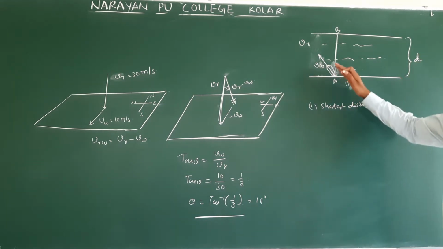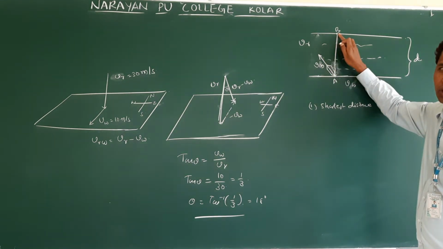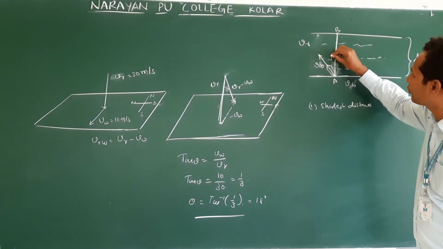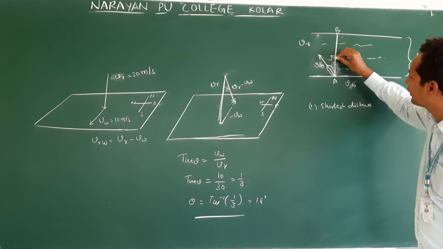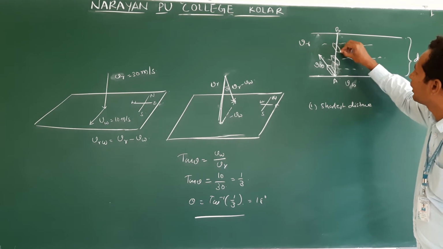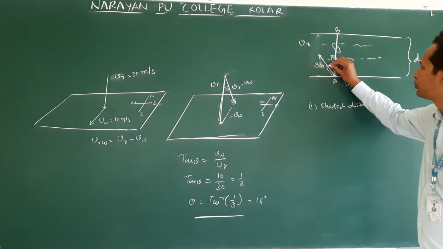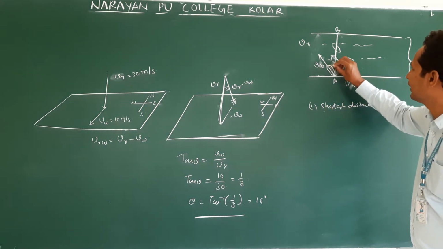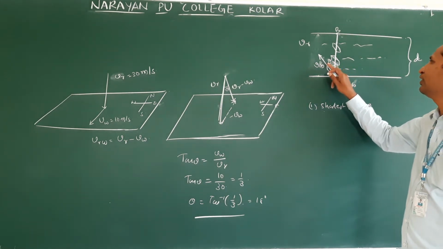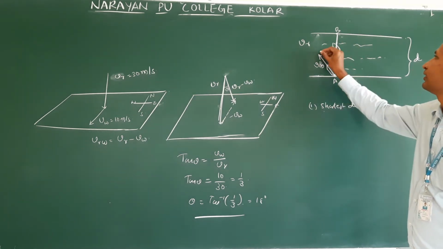Okay? If the boat starts in this direction, then what happens? It reaches the opposite bank, exactly the opposite point of start. So if the boat is always directed in this direction, it reaches exactly the opposite point, right? So this is the shortest distance. Then this is theta. So theta is what? The angle to the normal. Clear?